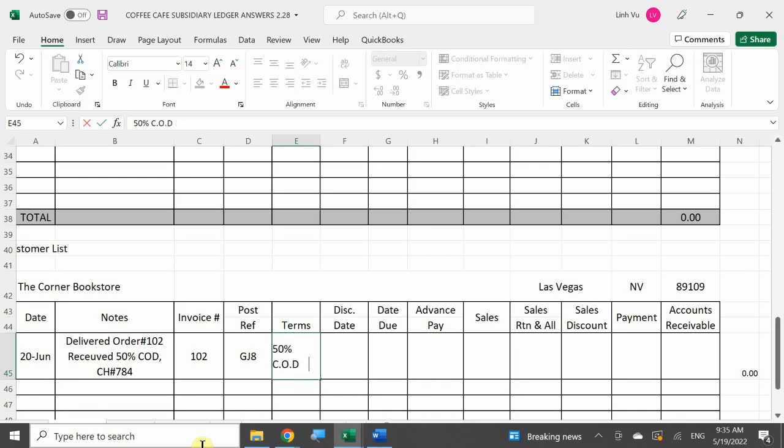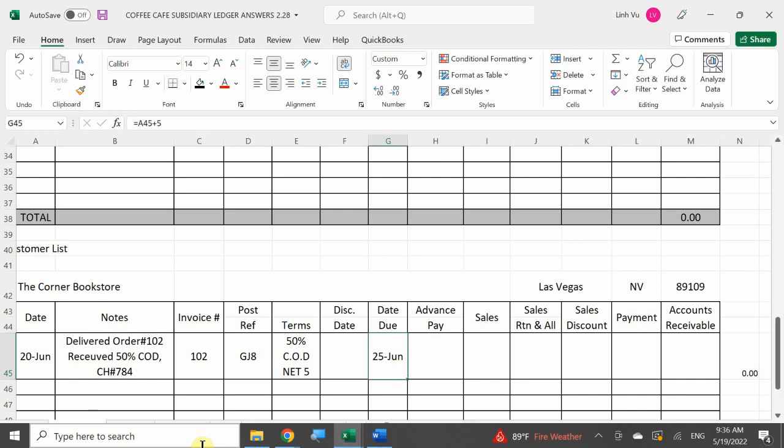And net 5. So that means they have 5 days to pay for this. So in this case, 5 days, right? Right now we sold it to the 20th. So 21st, 22nd, 23rd, 24th, 25. It's due on the 25th of June. Now again, this isn't an advance payment. They didn't pay me beforehand. They paid me at time of delivery.